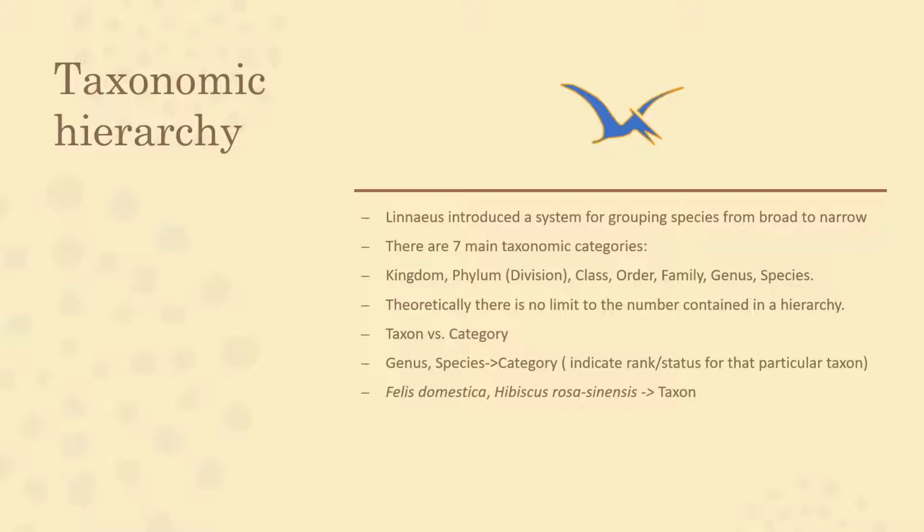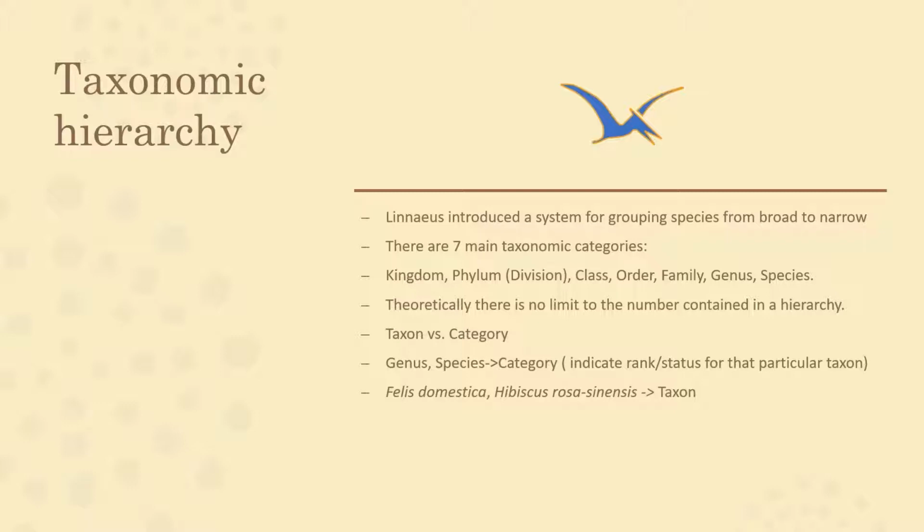There are 7 taxonomic levels or categories: kingdom, phylum. Phylum is for animal, but for plantae and fungi, we use division, class, order, family, genus, species. Okay. If we put name into the organism, for example, Felis domestica.